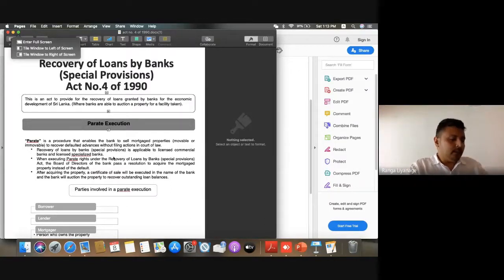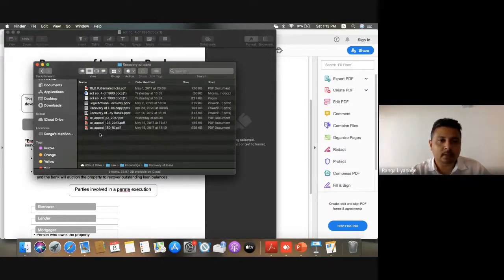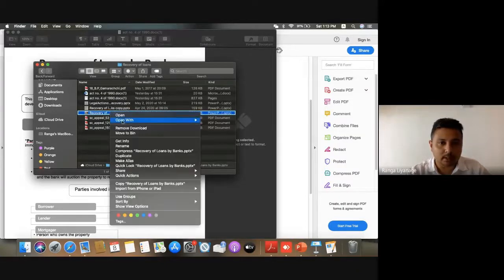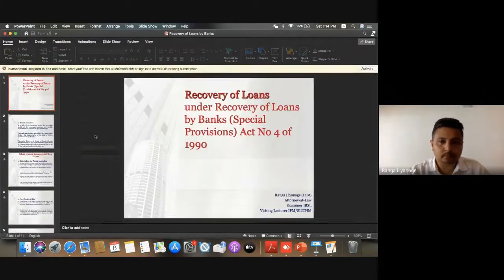You all have heard the term parate before, right? Parate, as we all know, is a procedure that enables the bank to sell mortgage properties, movable or immovable. It's a must that the bank has a mortgage over the property in order to proceed with this mechanism of parate execution, right? If not for that, you cannot proceed with the parate.